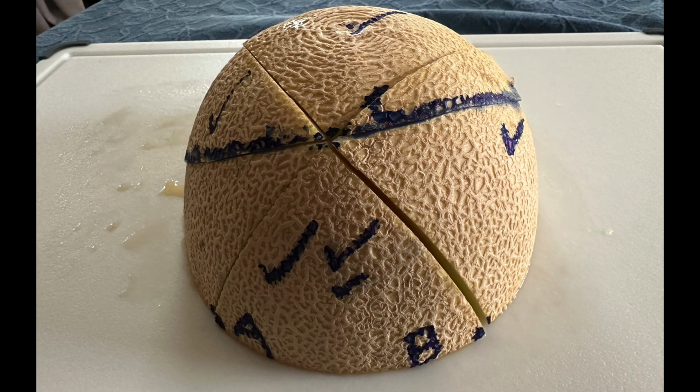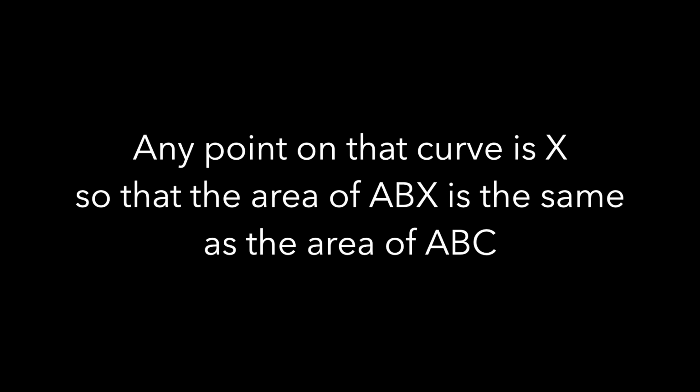It is not a line. It's a curve. It's not a great circle. But any point on that curve is X, so that the area of ABX is the same as the area of ABC. And that's all we have for now.